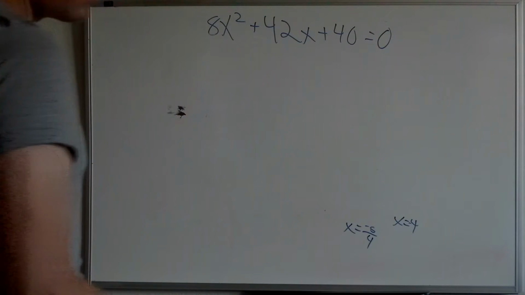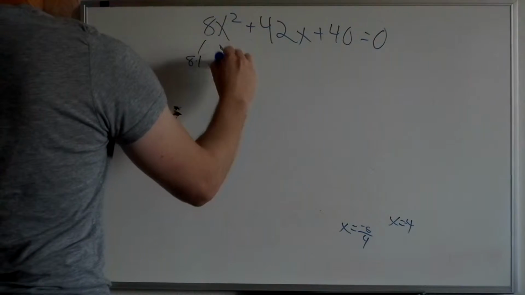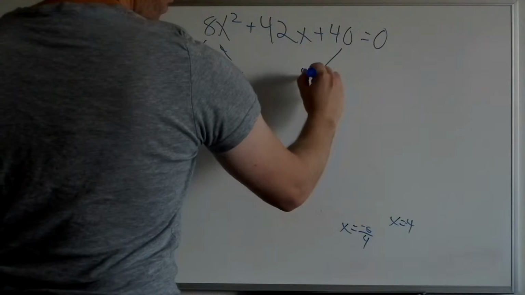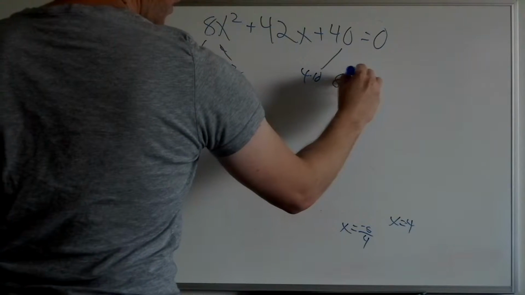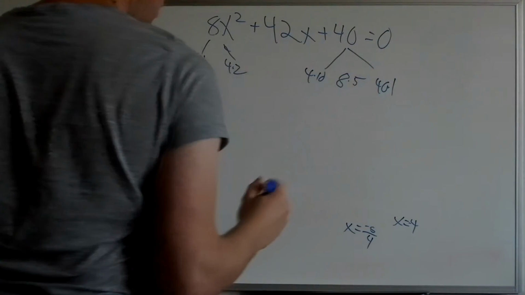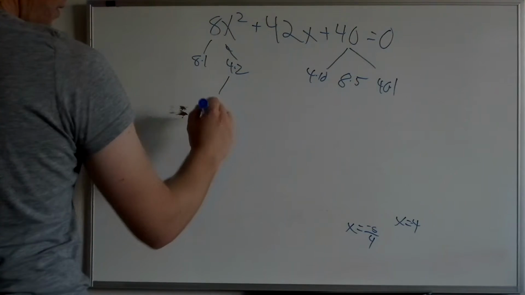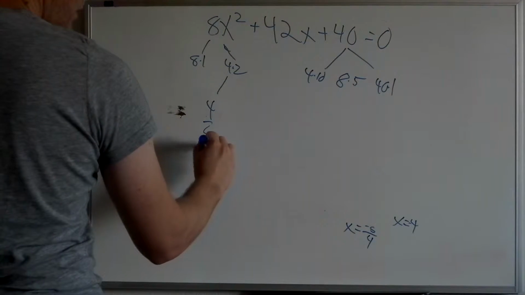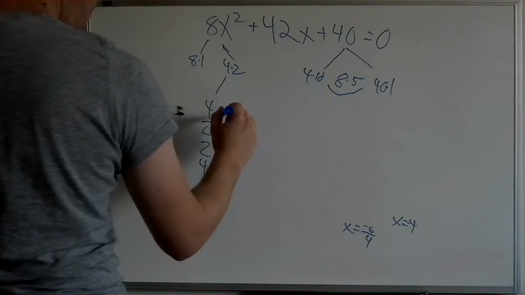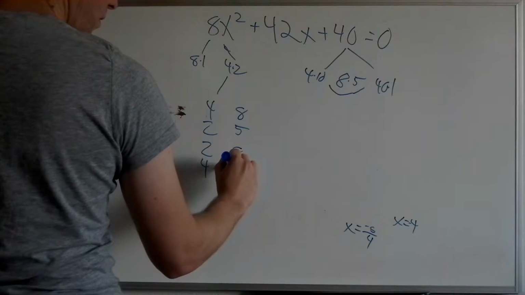Okay, so the second way to do this problem, you still have 8 times 1, 4 times 2, 4 times 10, 8 times 5, and 40 times 1. So we'll try this one this time. So 4 and 2, and 2 and 4, and then we'll try the 8 and 5.